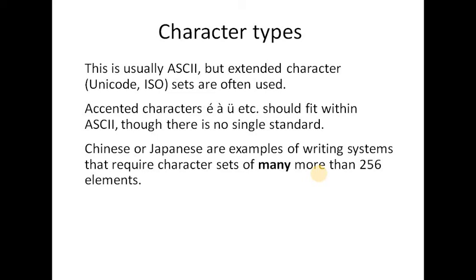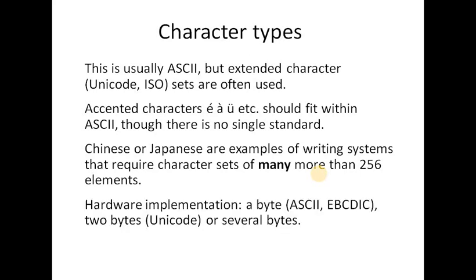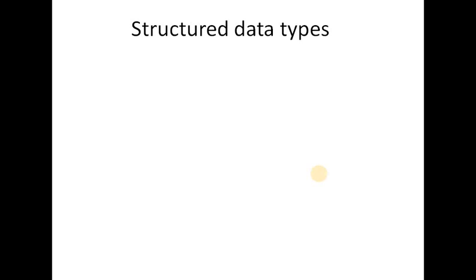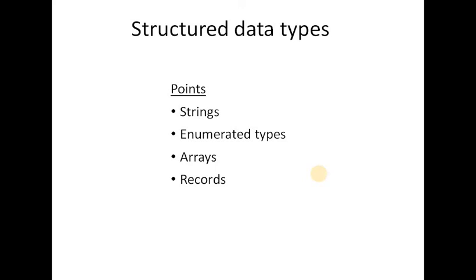So we can say that Chinese or Japanese are examples of writing systems that require a character set of many more than 256 elements. So hardware implementation goes into the byte, 2-byte Unicode, and multiple bytes. So these are the other primitive data types: word, for example, in Modula-2, byte and bit, for example, in PL/I, and pointers in terms of the C language. Now, in structured data types, we will cover string, enumerated types, arrays and records. So these are the structured data types.